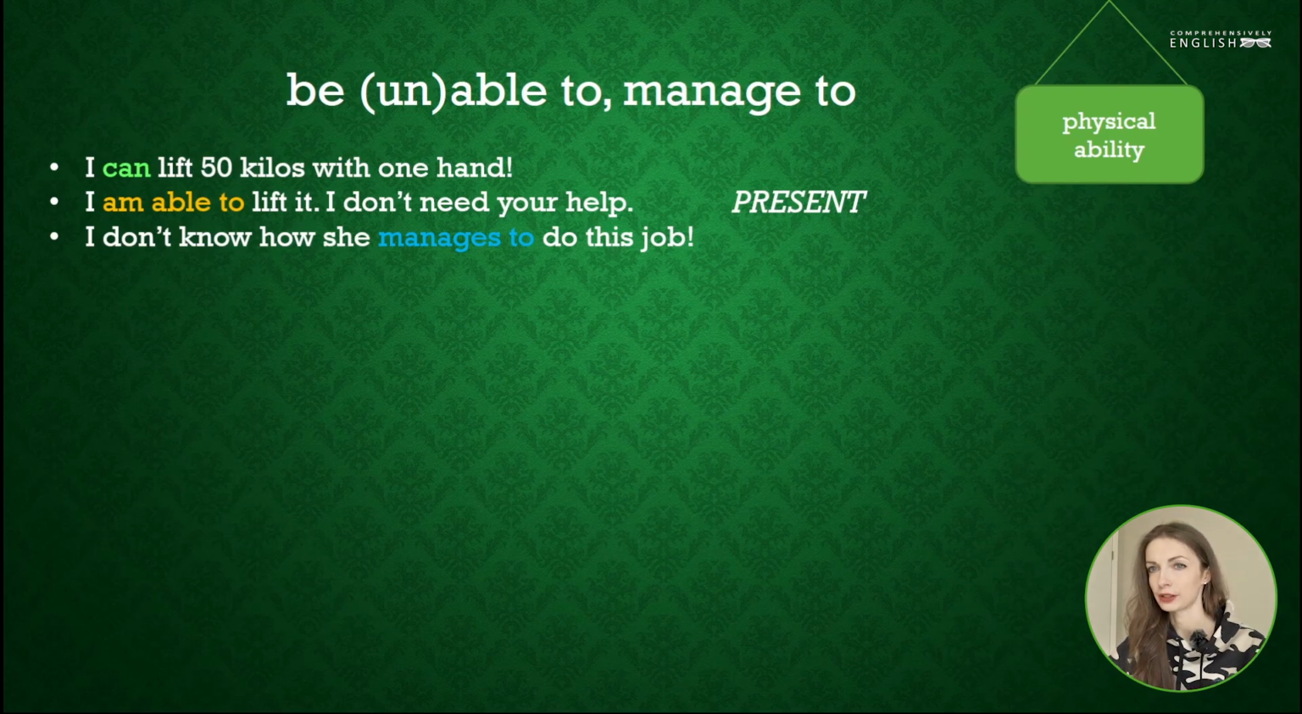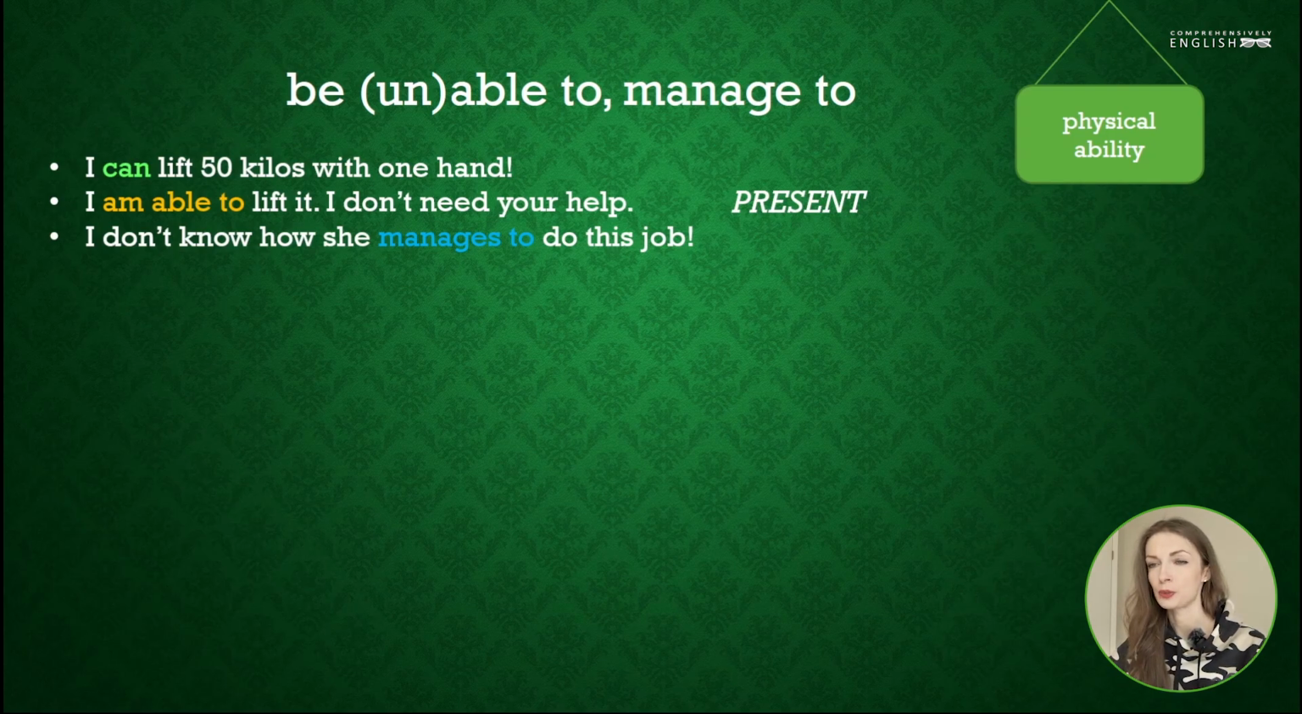I am able to lift it. I don't need your help. In this sentence, we are speaking about an ability to do something in a particular moment in the present. And we also stress that we can do it by ourselves without anybody else's help.